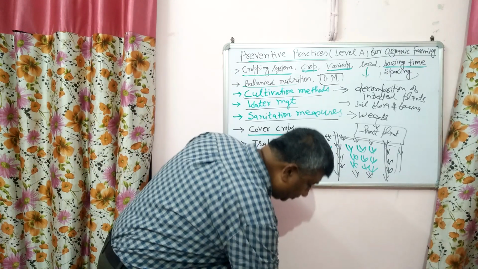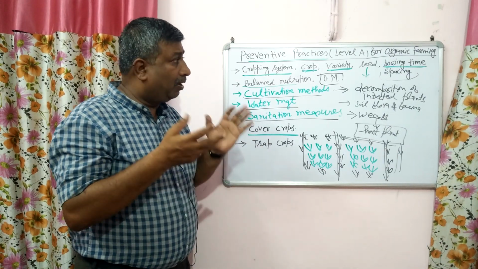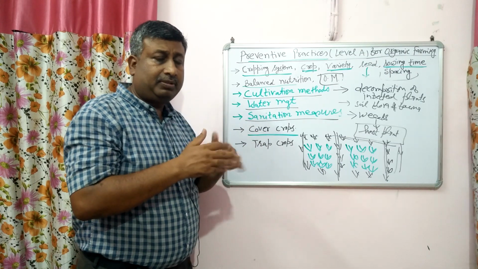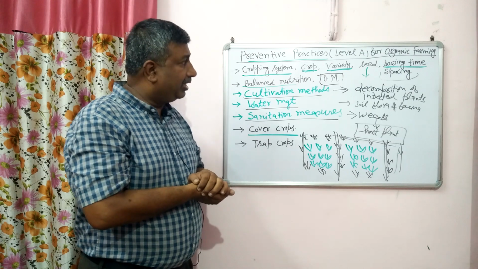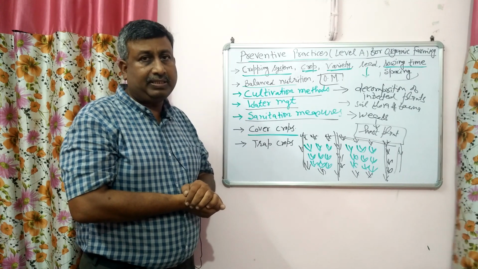So these are the preventive measures for insect, pest and disease management in organic farming, and these are not for weeds. Weeds have different preventive methods. So these are considered as level A, the first line defense mechanism.